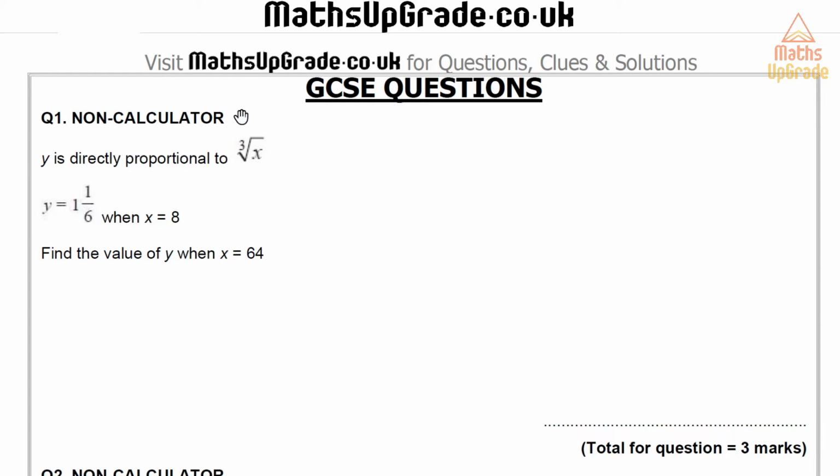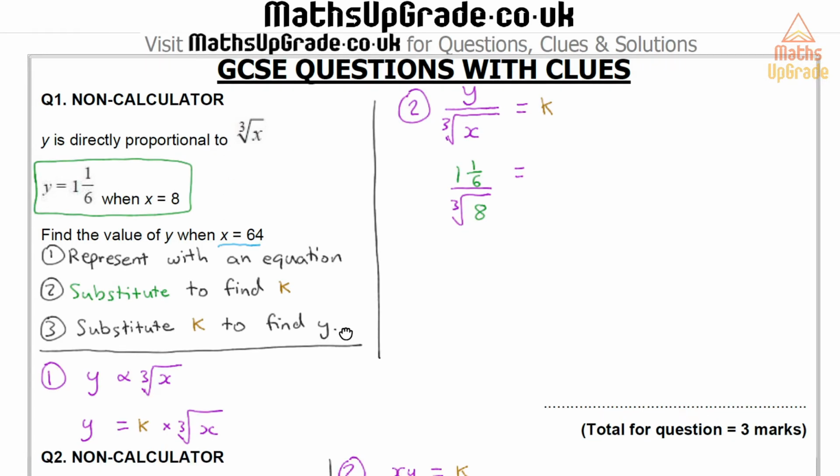So we're going to use this information here, the top line here, to represent this with an equation. We're then going to substitute these values to find the value of the constant, and then we're going to substitute that constant to find the value of y given that x equals 64. So these are the steps we're going to take here. First step, representing this with an equation.